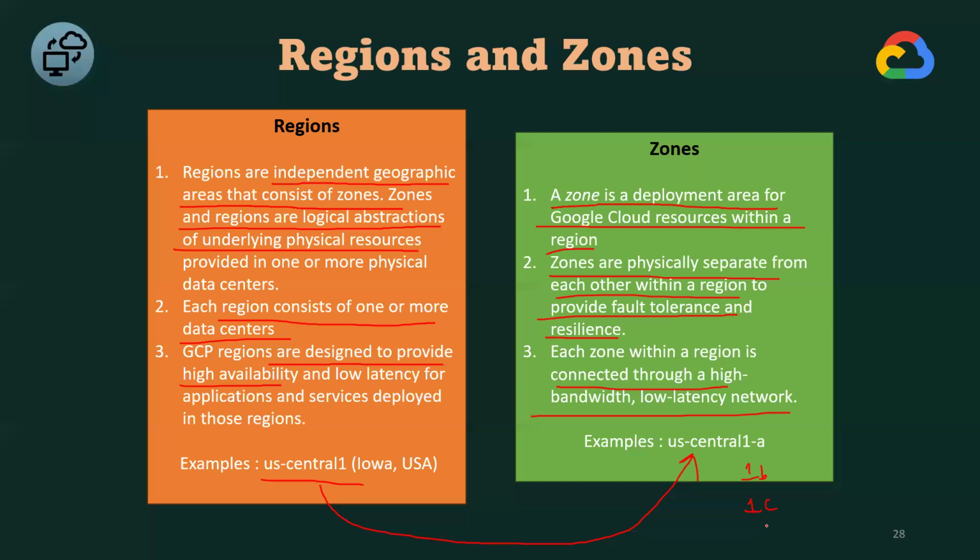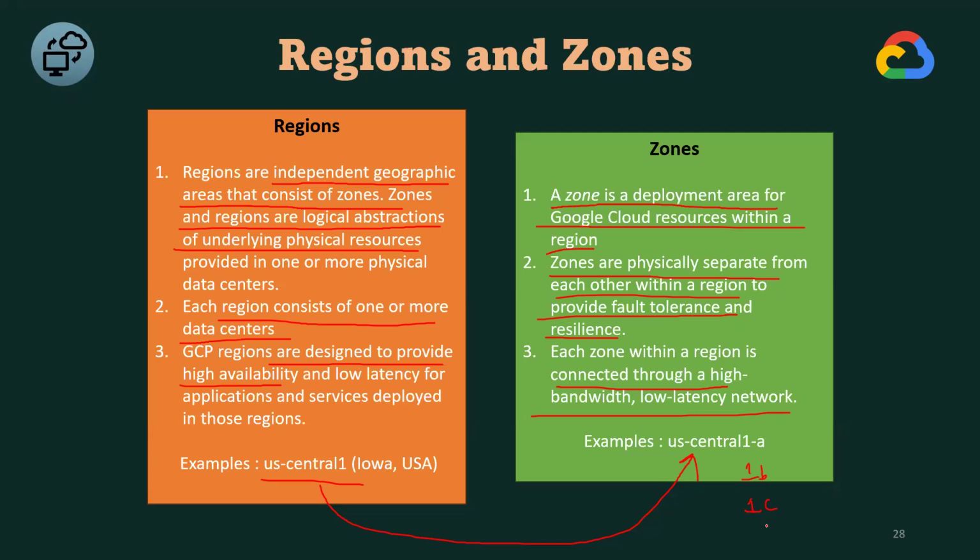So this is how regions and zones are defined. A region is an independent geographic area in a location. A zone is a deployment area for the GCP resources within a region. So we have locations, then regions, and then zones.